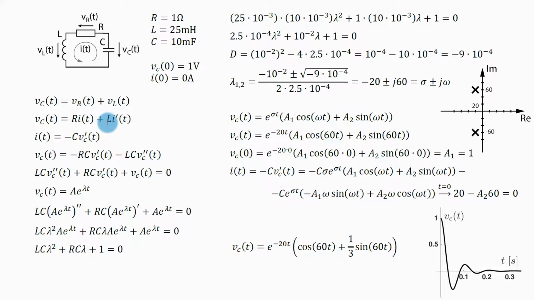The last thing that I need to use is that the current through this capacitor is equal to the derivative of the voltage on the capacitor times the capacitance. This minus sign is here because the orientation of my voltage is opposite to the orientation of my current. Okay, and now I can take this equation and substitute it into this one, which will give me this equation. Now I will move these terms with my unknown function to the left hand side so that I will get the standard form which we used in the lecture.